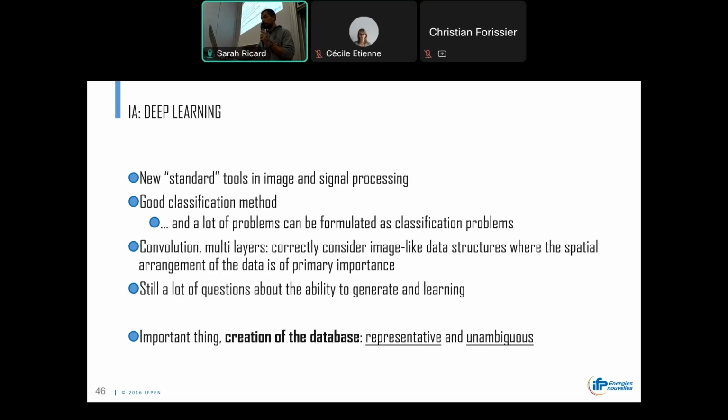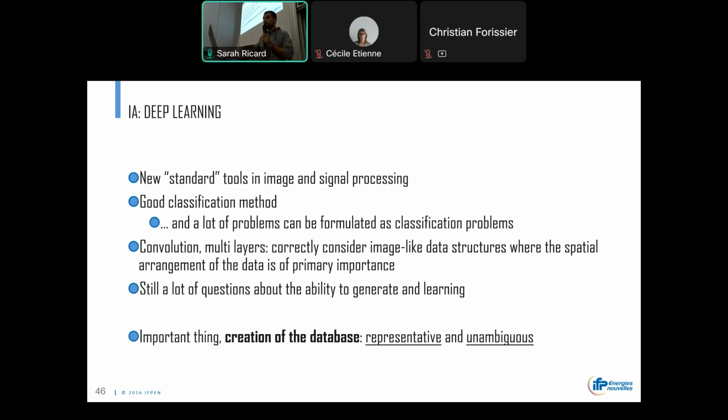Something is important, considering the theory and mathematical point of view. There is still a lot of questions about the ability to generalize in learning. So we see that it works, but it's not so easy to make some proof or to explain in detail why it generalizes so well and why the learning procedure is so efficient. So there are a lot of questions, and I think it will be interesting to go into detail on this question in the next years.